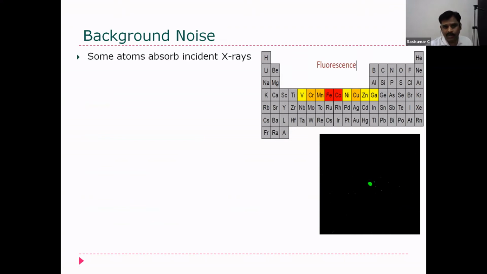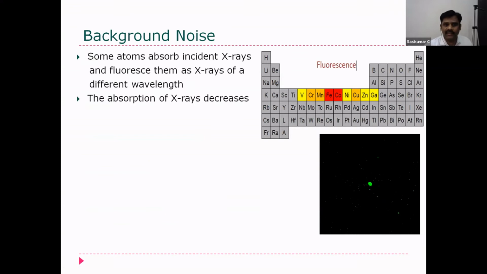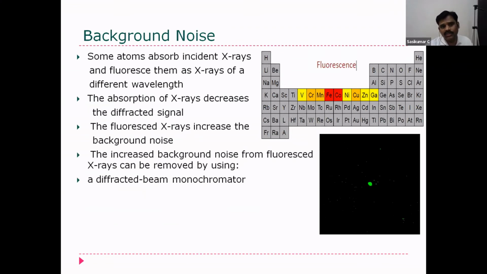Another problem we encounter is that when X-ray is incident, the material fluoresces. This is another typical problem we face. Due to this fluorescent event, two things happen. One, it absorbs the X-rays and decreases the intensity of the incident X-ray, so the effective X-ray giving information from your material will be reduced. And the second thing is the fluorescent X-ray will increase the background, and background noise will increase.